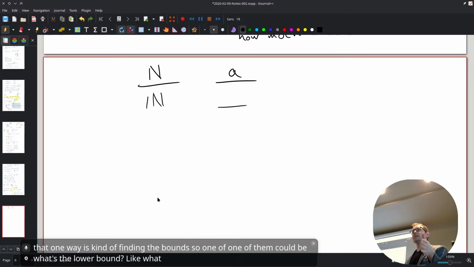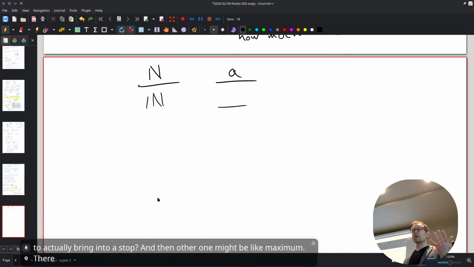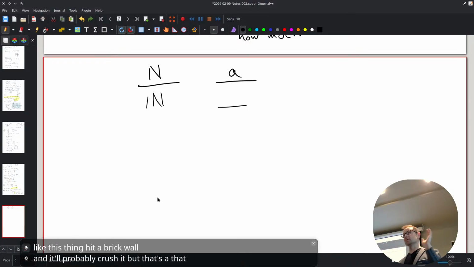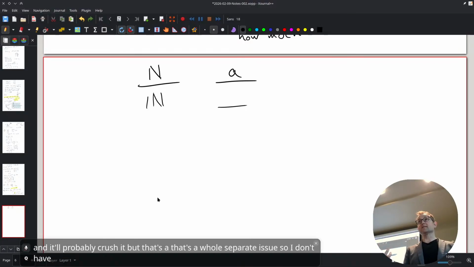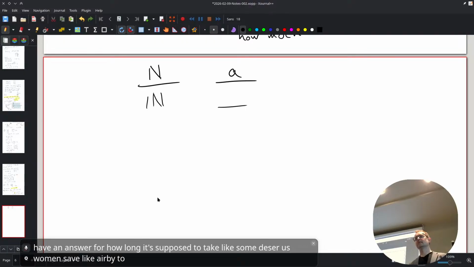What's the minimum force that we can apply to actually bring it to a stop? And then the other one might be the maximum. There's no real maximum, right? If we apply an infinite normal force, it's like this thing hit a brick wall, and it'll probably crush it. But that's a whole separate issue. So I don't have an answer for how long it's supposed to take. But if you applied some incredibly small force, wouldn't it theoretically take an infinite amount of time to stop?